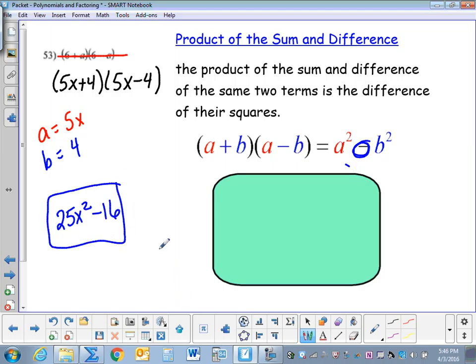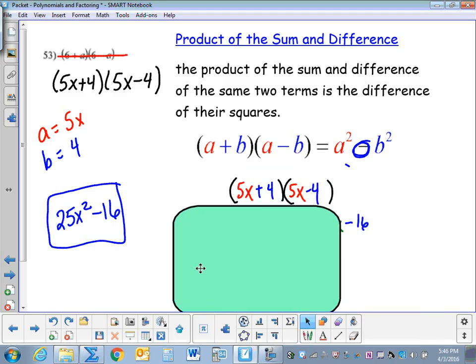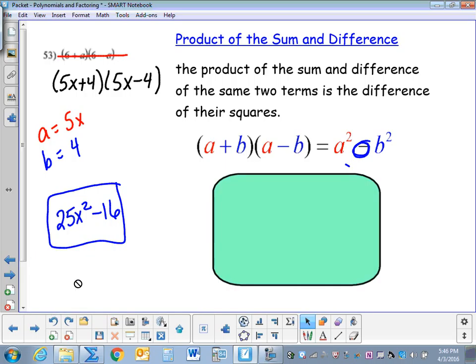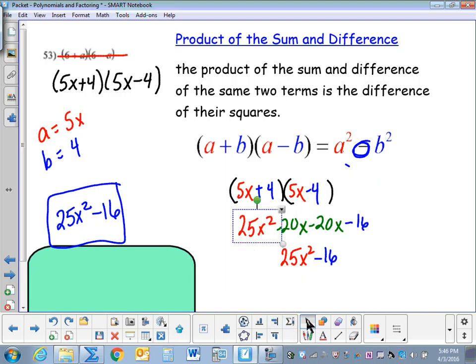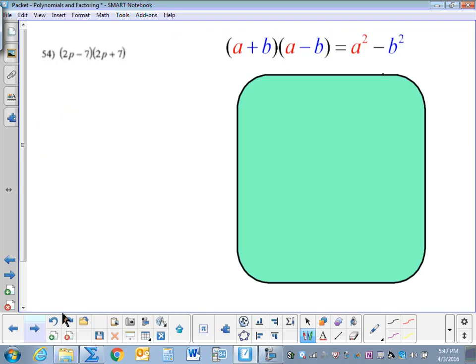All right, so if we were to FOIL this, this is what it would look like. You would get the same thing. And as you can see, when you have a factor with a plus and a factor with a minus, the middle term zeroes out. Okay, go ahead and try number 54.